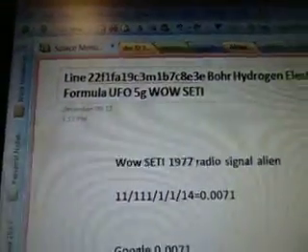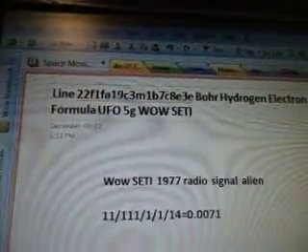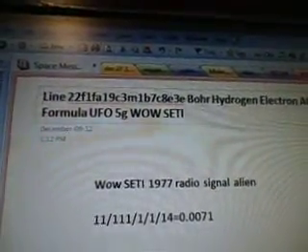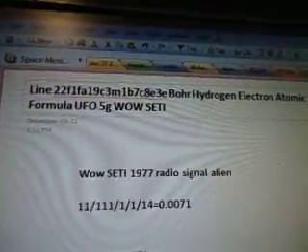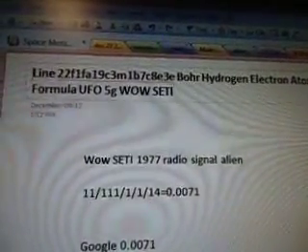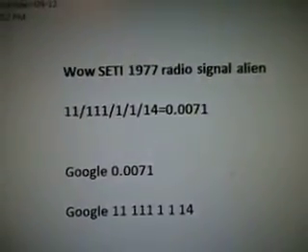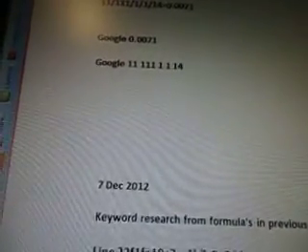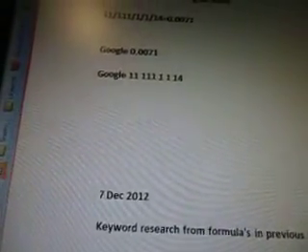Okay, so this is part 284C3m1b7c8e3e, and it's line 22f1fa19c3m1b7c8e3e. Bohr, hydrogen, electron, atomic formula, UFO, 5G Wow Seti. Here's the alien radio signal, and this is the keyword research UFO engine formula. The IDs are based on the data from previous videos.